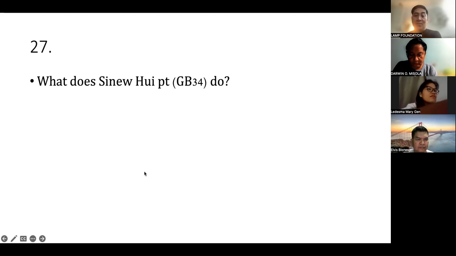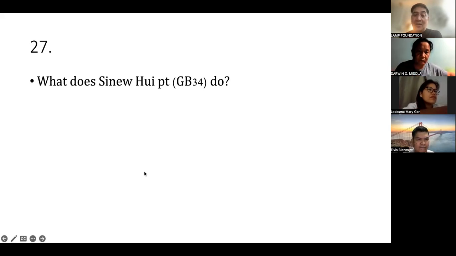So anong ginagawa ni GB34? Did you read on it? Useful for treating soft tissue anywhere in the body, Doc. Ano pa po? Contracture, cramping, pain, spasm, weakness, numbness, paralysis, sciatica, and issues with the low back, hip or lower limbs, knees, all disorders of the lateral region and also the back. Stiffness of the neck. No, stiffness of the neck.